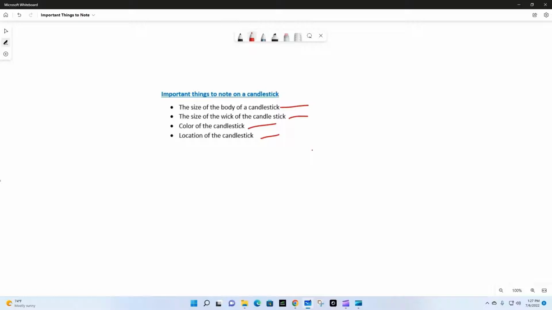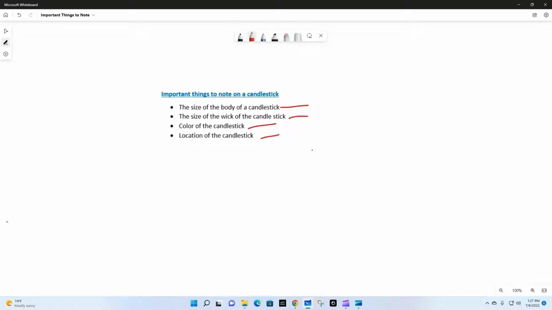Secondly, the size of the wick of the candlestick is important. Some candlesticks have long wicks while others have short wicks. Depending on the type of candlesticks, there are candlesticks where the body is the most important, and there are some candlesticks where the wicks are significant.